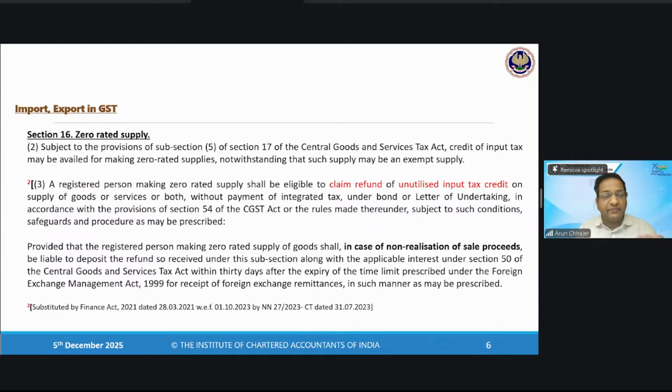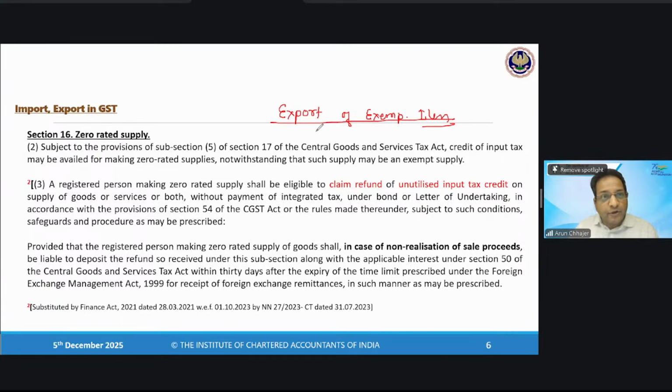Okay. And if I link the provision with respect to section 17 subsection 2, which talks about that if your outward supply is exempted, then you cannot take the ITC to the extent of exempt supply. Now, if your zero rated supply is exempted, can you take the ITC? If you are making the export of an exempted item, can you take the ITC? The answer is yes. Why yes?